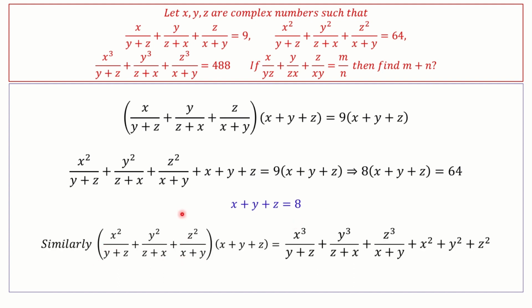Similarly for x square by y plus z plus y square by z plus x plus z square by x plus y, you again multiply with x plus y plus z, you get x cube, y cube, z cube terms plus x square plus y square plus z square. Now you solve it. What you will get is x square plus y square plus z square equal to 24. So now we have at least the numerator of this expression. Numerator we have. We need to find the denominator, which is xyz.